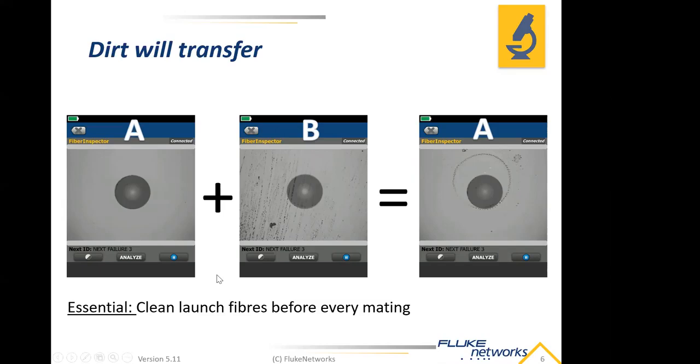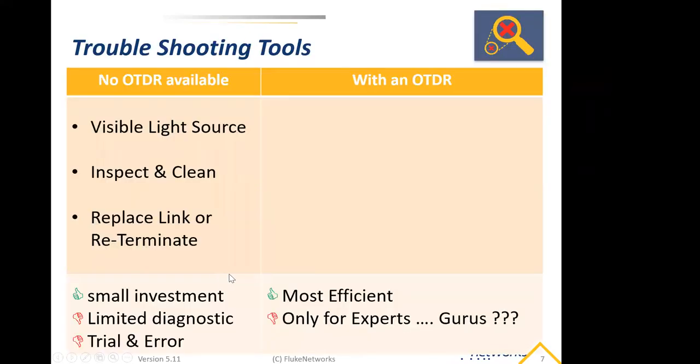So OTDRs have a significant role in troubleshooting, and obviously if you don't have an OTDR available, then the best you can do is to shine a bright light down the fiber, try to determine whether it comes out at the far end, but not at any of the connectors. Any kind of a glowing connector is a sign of an issue. You can inspect and clean the end faces, and you can replace the link or re-terminate. The joy of this is it's a small investment, but you're very limited in diagnostics, and you are limited to trial and error when it comes to getting test results out.